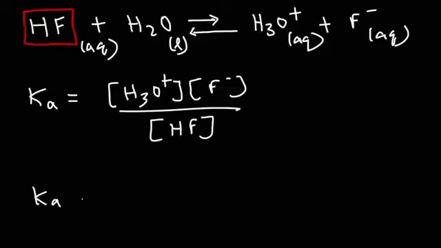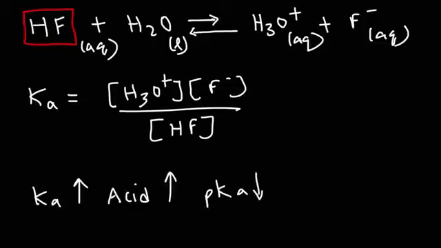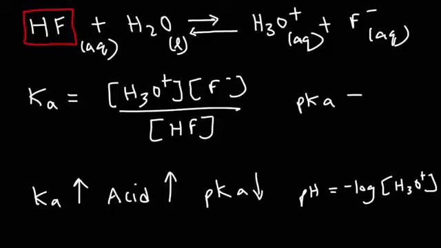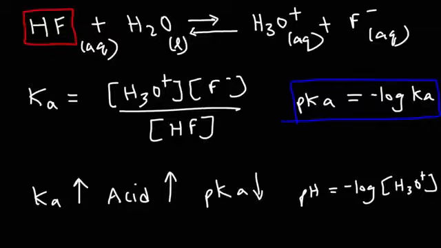As the Ka value increases, the strength of the acid increases. The pKa value decreases. So strong acids have large Ka values, but have small pKa values. Now, just as pH is the negative log of the hydronium ion concentration, pKa is the negative log of Ka. Now make sure you add these equations to your notes because we're going to use them later.